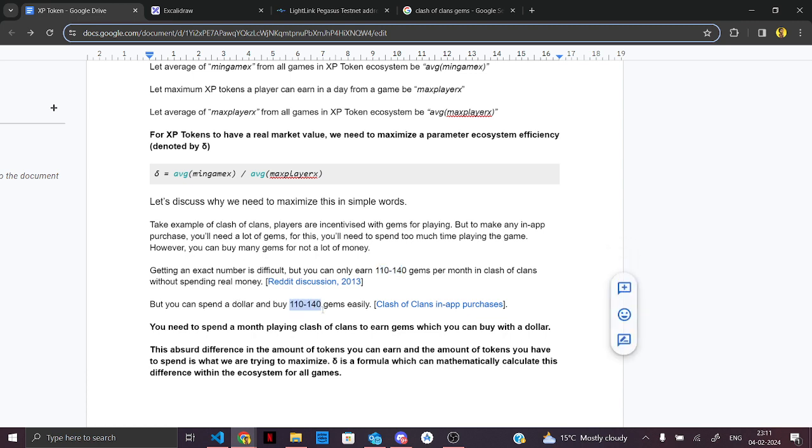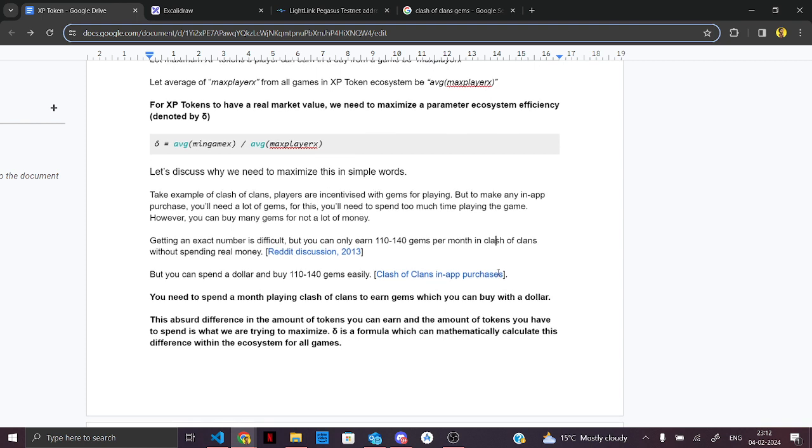So you understand what I'm trying to say: 100 to 140 gems per month without spending any dollars, but the same 100 to 140 gems you can get by just spending $1. In the United States, I guess minimum wage is $12 or $13. So you can understand that this doesn't even cost 3 minutes of your life, or 6 minutes, while you need to spend a month in Clash of Clans if you don't want to spend money.